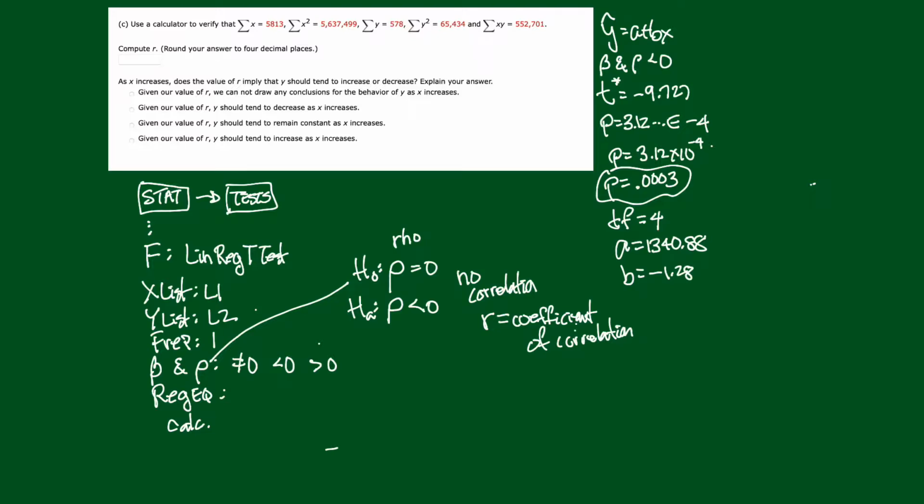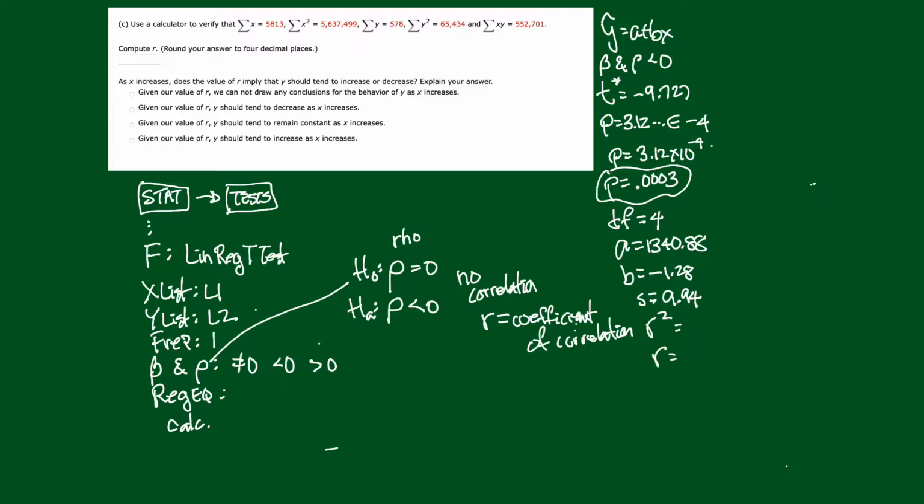And then it tells me some other things. I got an S. The S is 9.94. Don't know that I need that. But then it gives me these. It gives me R squared and R. Finally, that's the R that we're looking for.